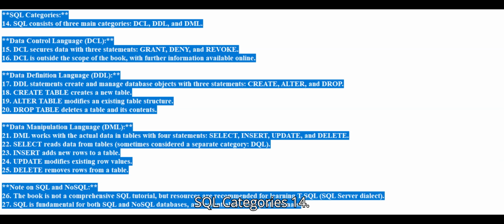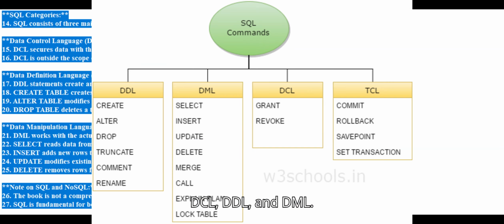SQL categories. 14. SQL consists of three main categories: DCL, DDL, and DML. Data Control Language, DCL. 15. DCL secures data with three statements: grant, deny, and revoke. 16. DCL is outside the scope of the book, with further information available online.